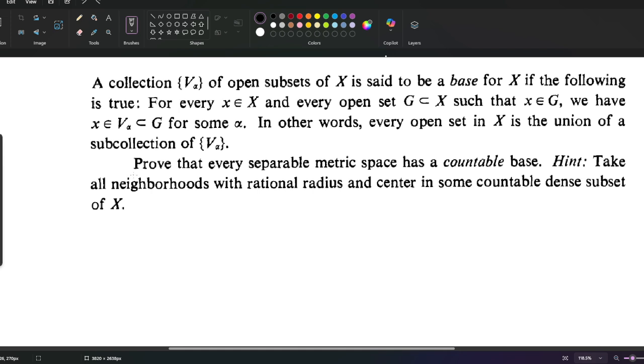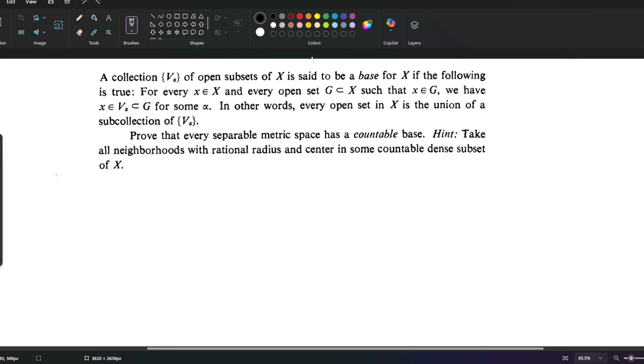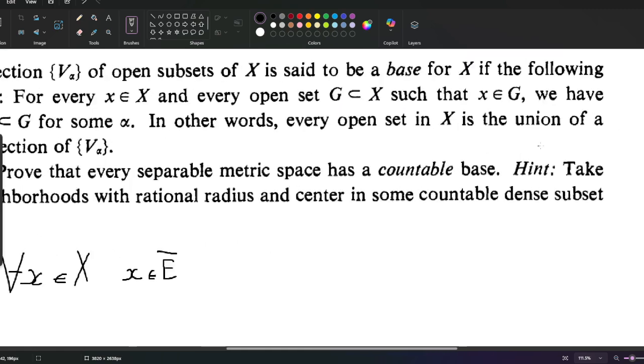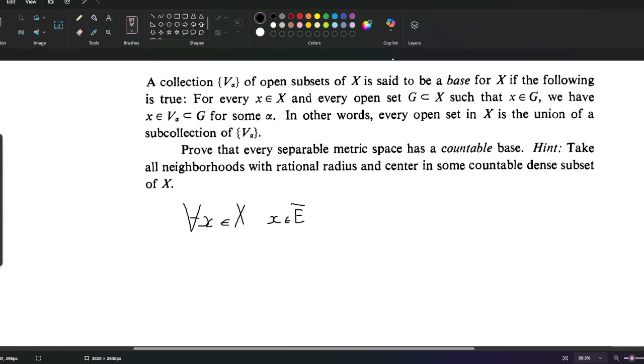So what we have to do is prove that every separable metric space has a countable base, and we have gotten a hint: take all neighborhoods with rational radius and center in some countable dense subset of X. Okay, so my idea on this is, let's say that for every x that belongs to capital X, x belongs to the closure of E, where E is going to be the countable dense subset of X. Again, it's separable, so there exists one for sure.